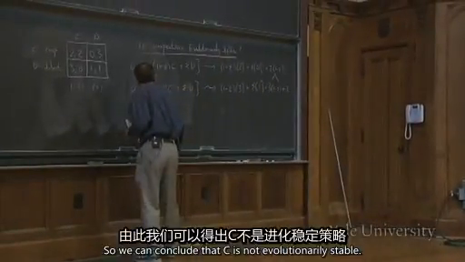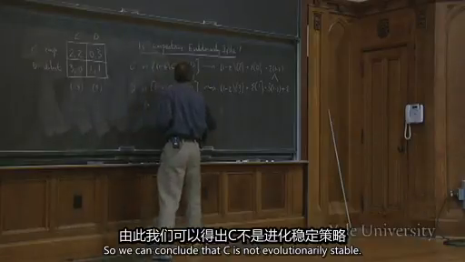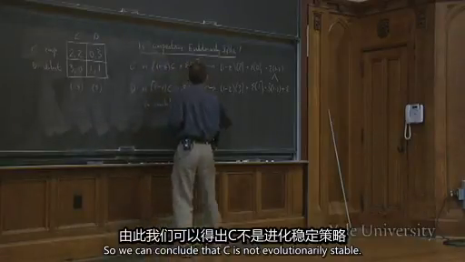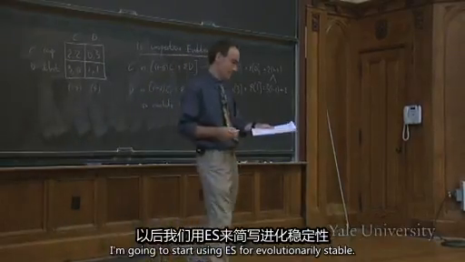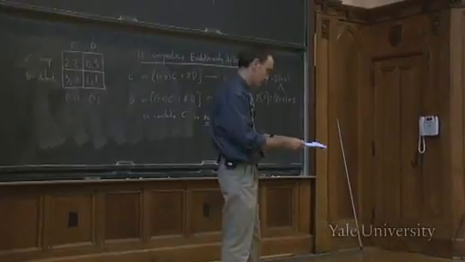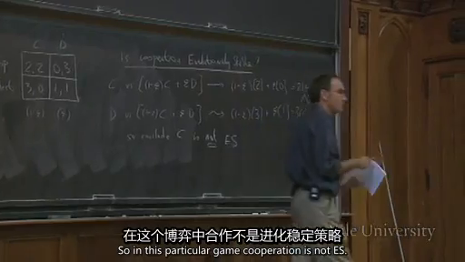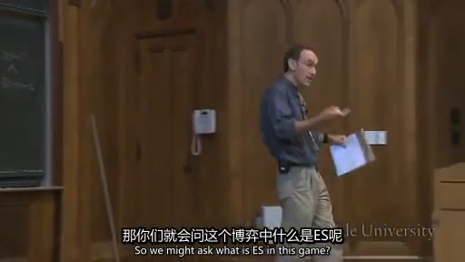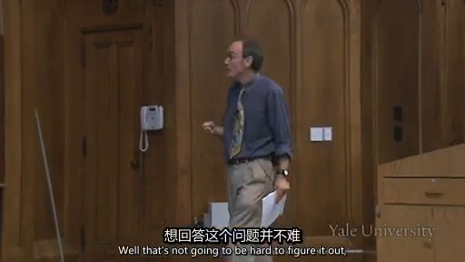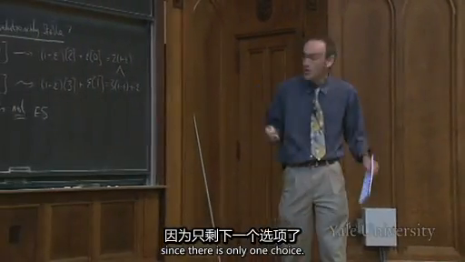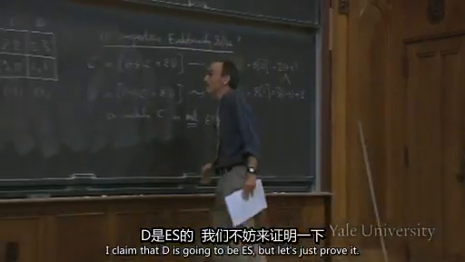So we can conclude that C is not evolutionarily stable. I'm going to start using ES for evolutionarily stable. All right? So in this particular game, cooperate is not evolutionarily stable. So we might ask, what is evolutionarily stable in this game? Well, it's not going to be hard to figure it out, but since there's only one choice, I claim that D is going to be evolutionarily stable. But let's just prove it.